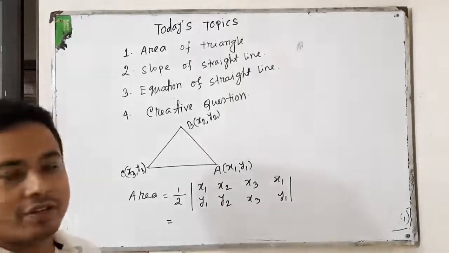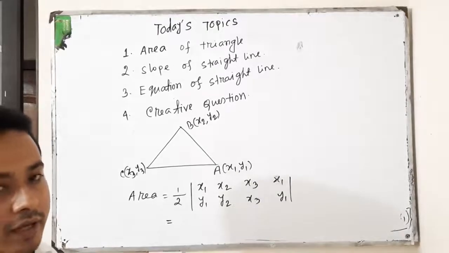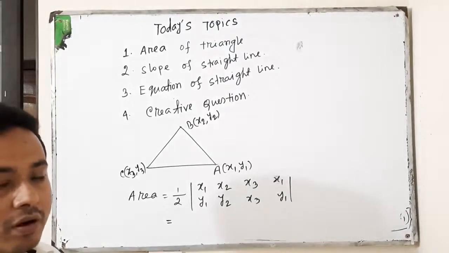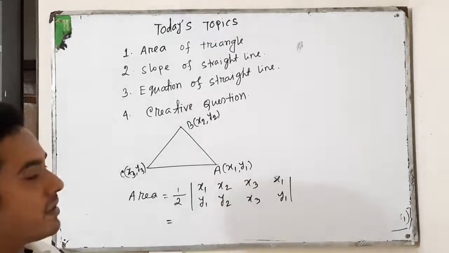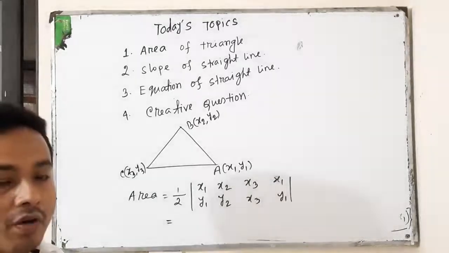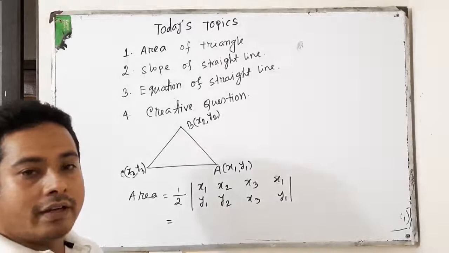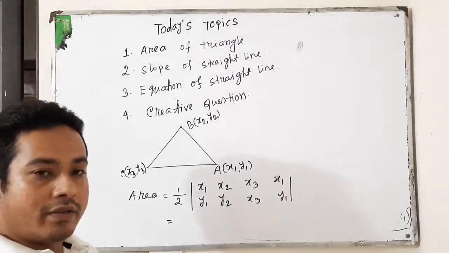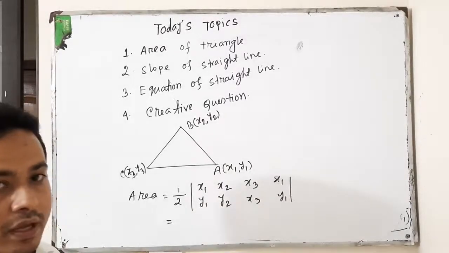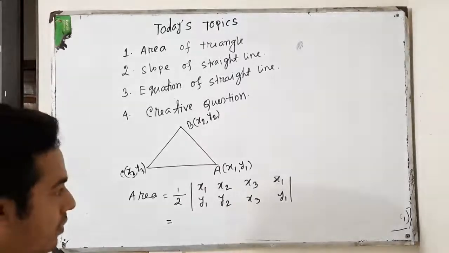In the previous class we already discussed the point on the xy coordinate system, and how we can put different types of triangles and different types of quadrilaterals using the coordinate system and the distance between two points.